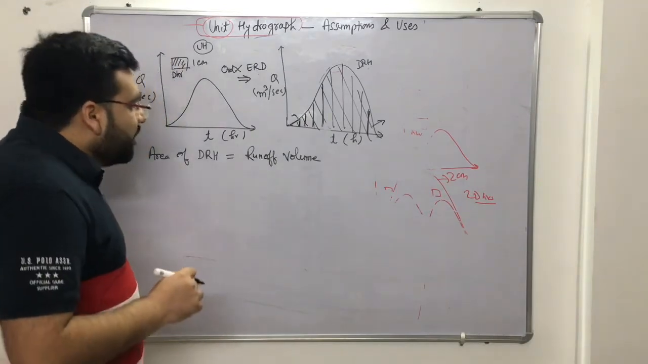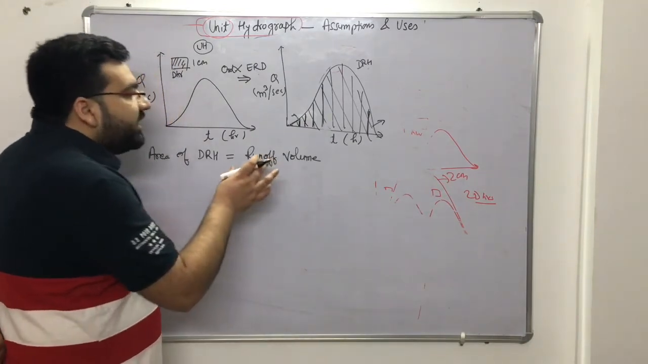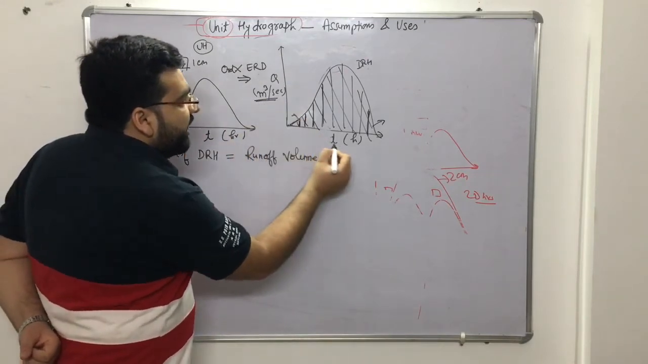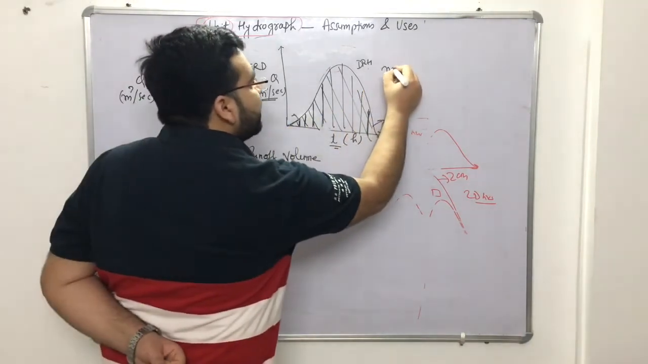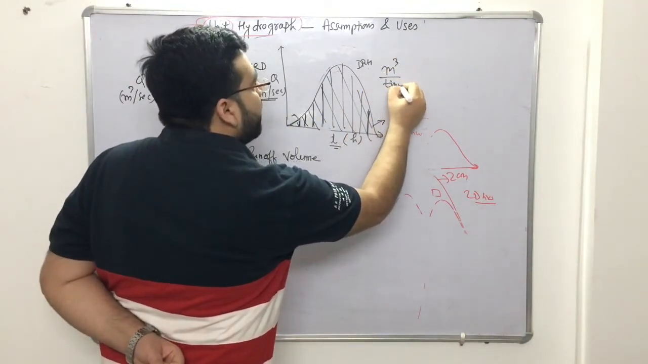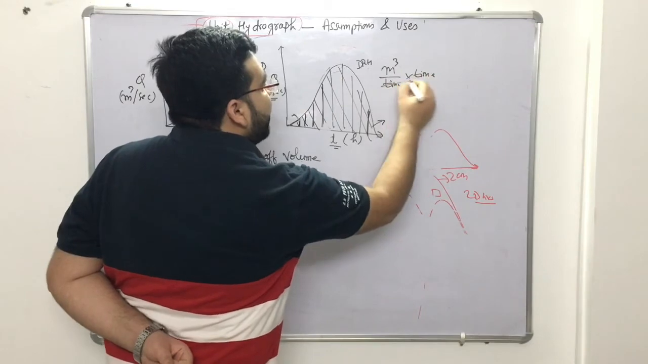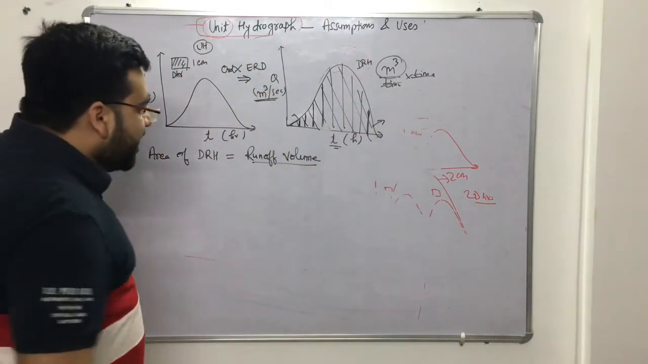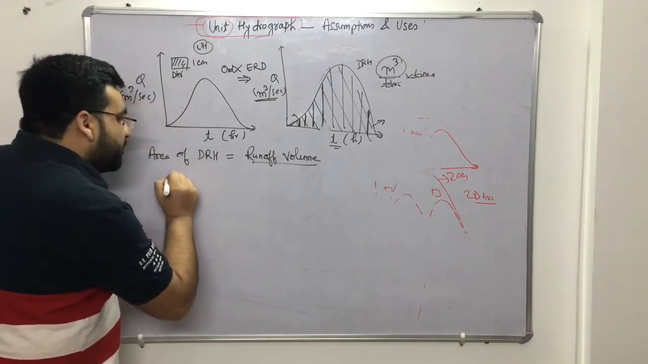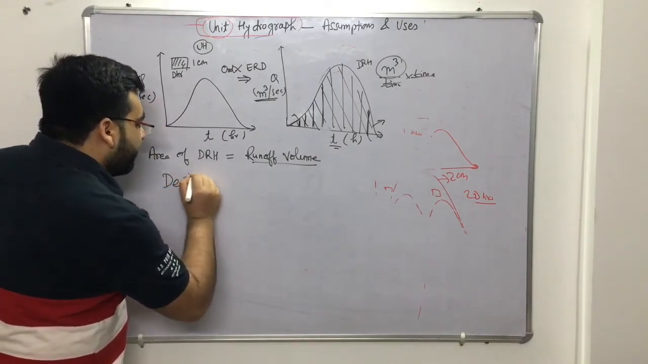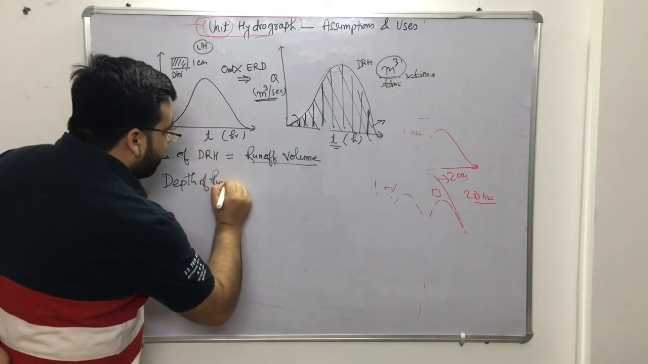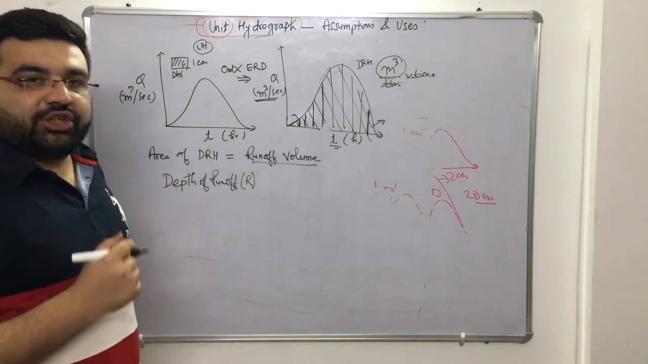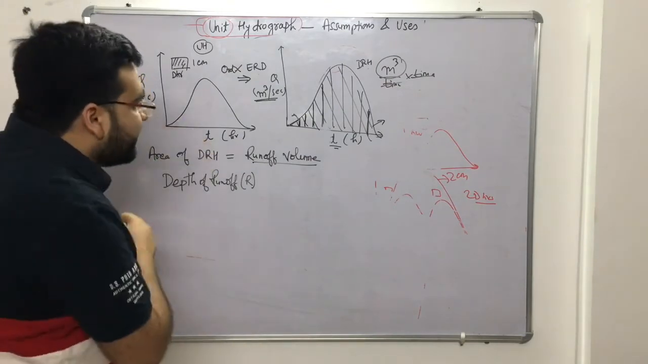Clear? Now the question is, can you get the depth also, right? Why are you getting volume? Because meter cube per time into time gives you meter cube, which is volume. Clear? Now the question is, can you also get the depth of runoff, which is generally denoted by R? The answer is yes, you can get the depth of runoff also. How can you get the depth of runoff?